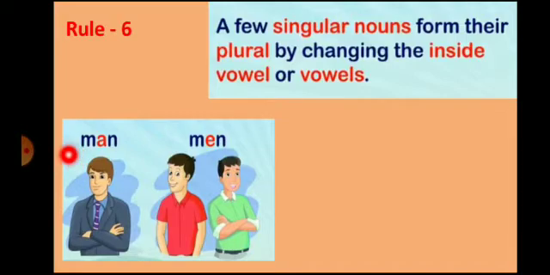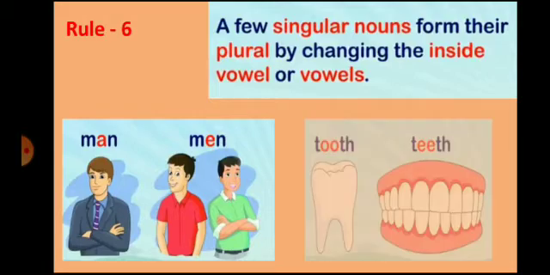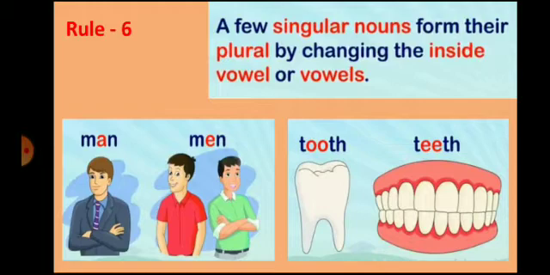What is the spelling of man? M-A-N, man. So here A is a vowel and this A is replaced by E and the plural of man is men, M-E-N. So if you say there are two, you won't say mens. Mens is wrong. There are two men, M-E-N, men. Okay.